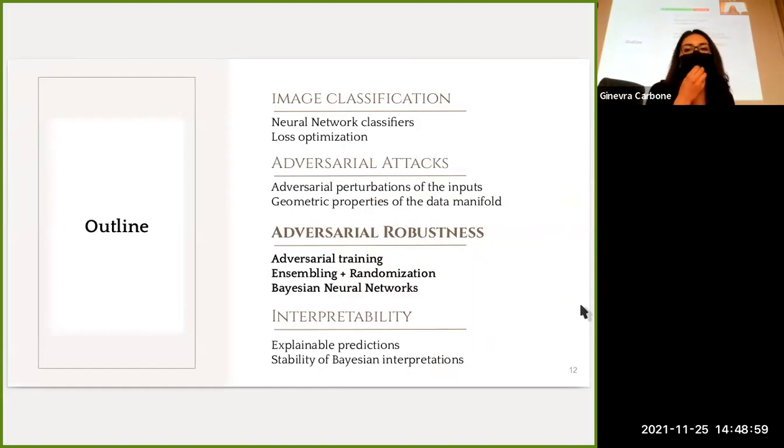Okay, now I want to present a few methods to achieve adversarial robustness. And the first one is adversarial training, which is a state-of-the-art technique, very well known. And then I'm proposing an ensembling and randomization technique. And finally, talking about the properties of Bayesian neural networks.